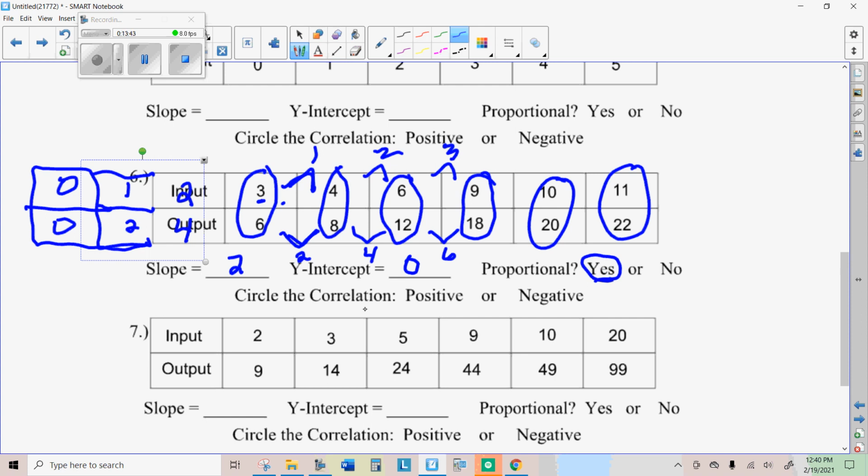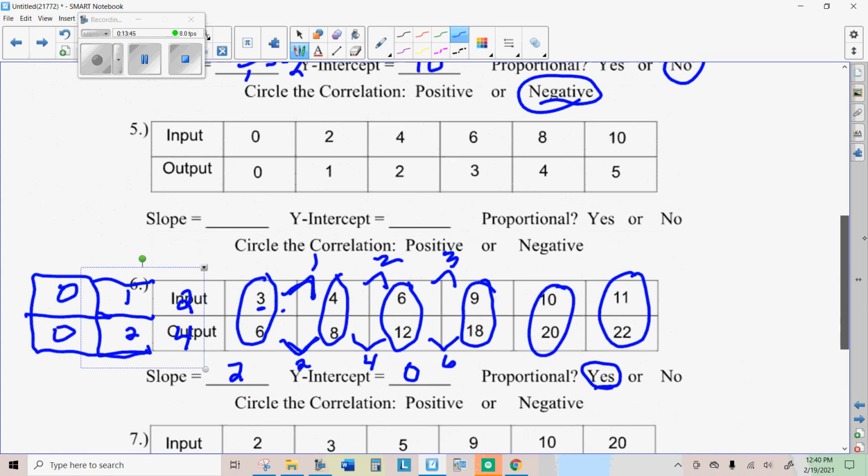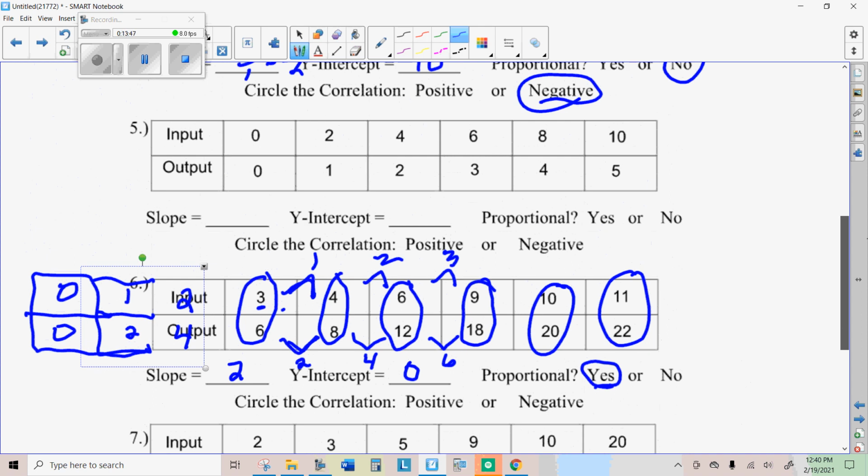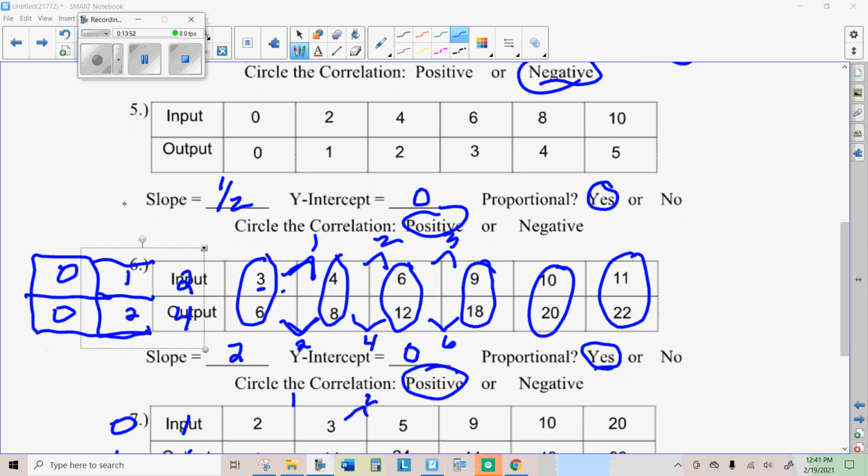Okay. All right. Now I'll let you try one here. All right, so you should have noticed these are going up by 1, so your rise is 1, and these are going up by 2, your run is 2. Since they're both positive, the correlation is positive, and the y-intercept we can see is 0, which makes it proportional, and the slope is 1 over 2.